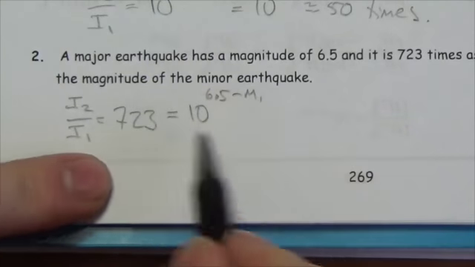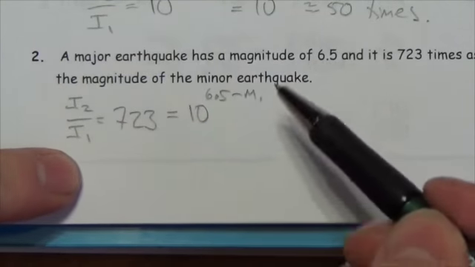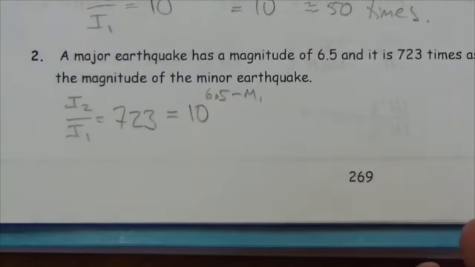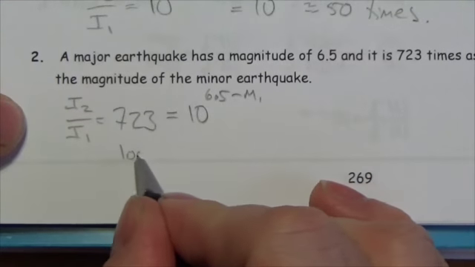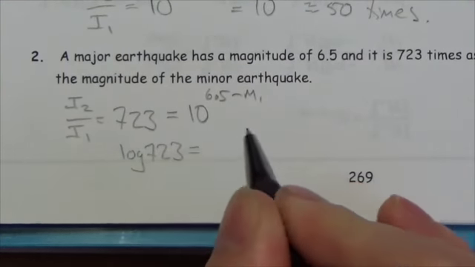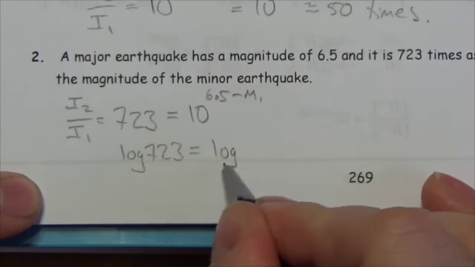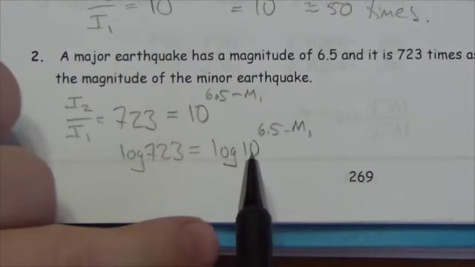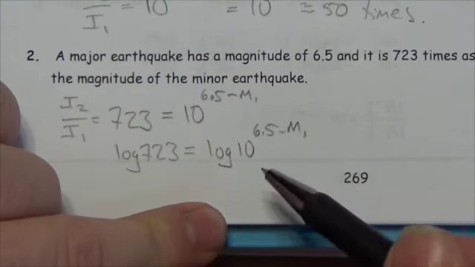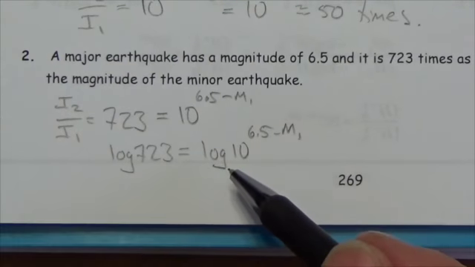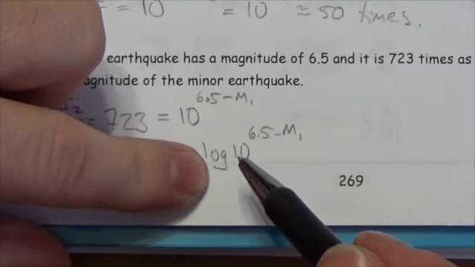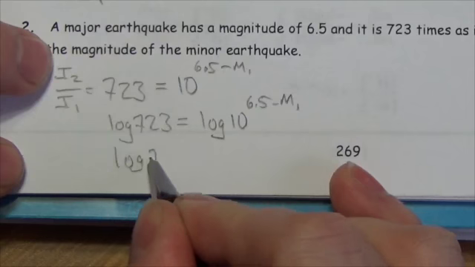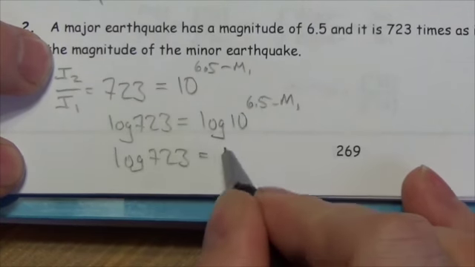Now we're going to figure out the magnitude of the smaller quake here. Take a look at this. The unknown is in the exponent. So what do we do? Well, I'm going to take the log of both sides. So I'll take the log of the 723, and I'm going to take the log of this right-hand side here. Now, something wonderful is about to happen because we're taking a common log, and this is a power of 10. This is log base 10 of 10 to this exponent here, which means those are going to cancel. So we're going to be left with the log of 723 is equal to, now we're just going to be left with the exponent.